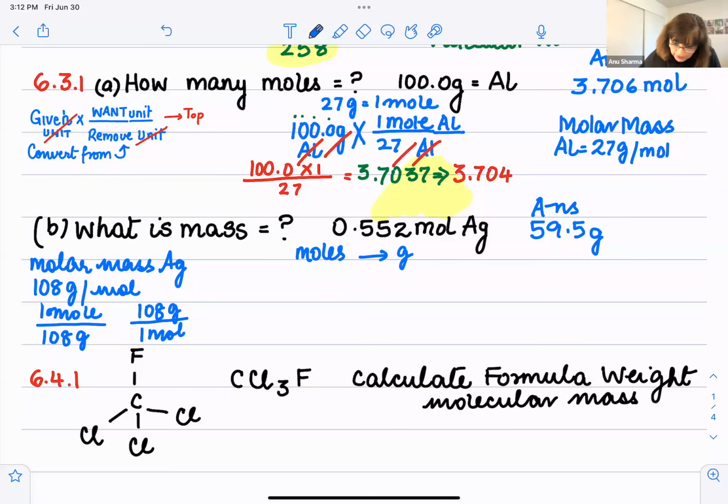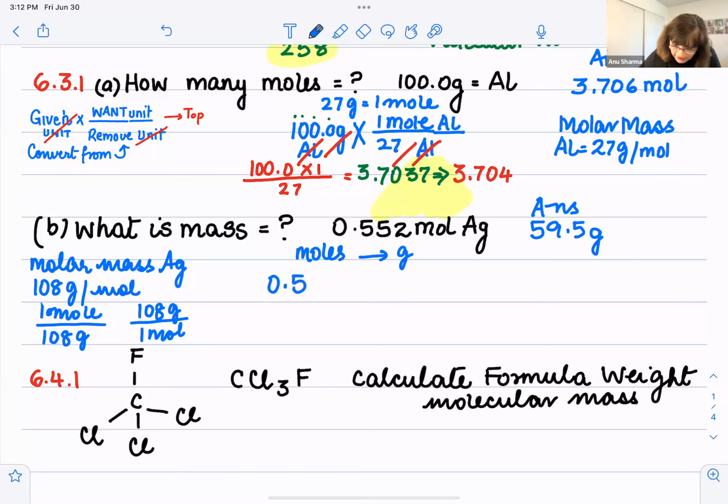So you're going to write down the moles, 0.552 moles of silver, right? Times that conversion factor that cancels out the moles. So that means the moles are going to be in the denominator. So 1 mole of silver, and then because you're converting to grams, this 108 grams, the unit that you want, stays on the top. And always write down the species. Okay, so it's silver in this case. So the moles of silver and the moles of silver cancel out.